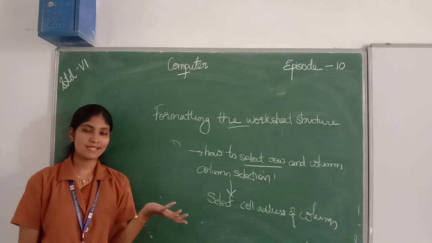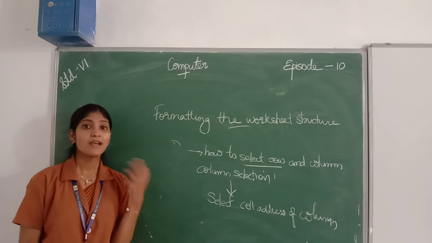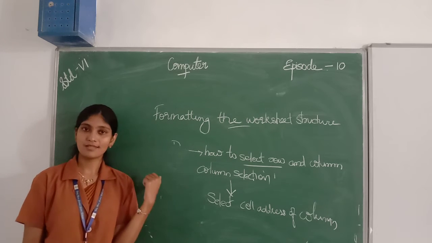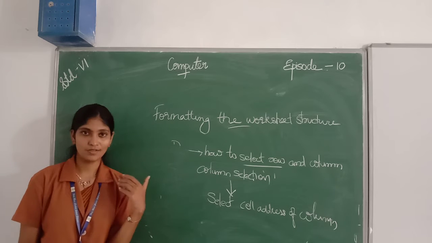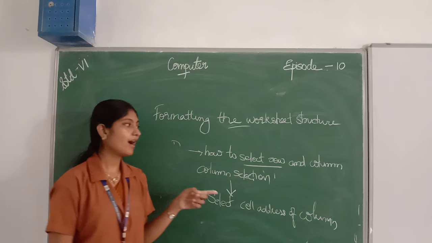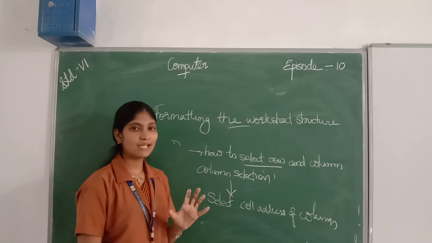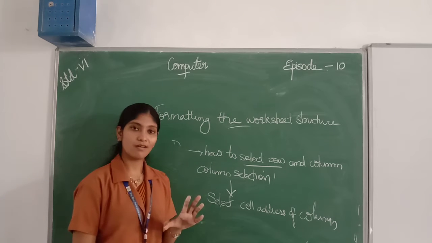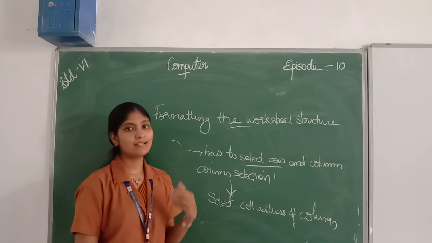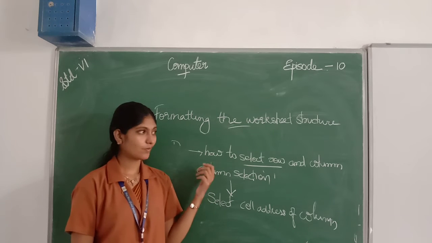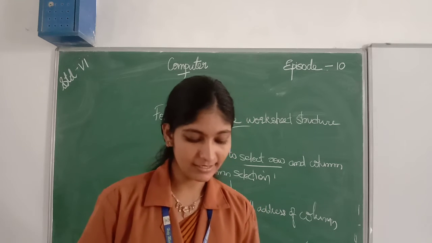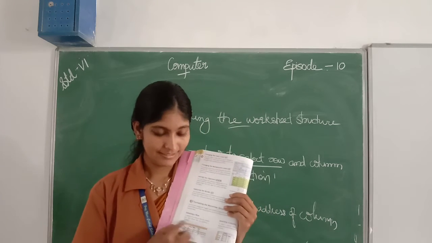So how to select a row or a column? For selecting a row, just click on the cell address of that particular row so that the whole row will be selected. And how to select a column? Just click on the cell address of the column so that the whole column will be selected. Right? Okay.